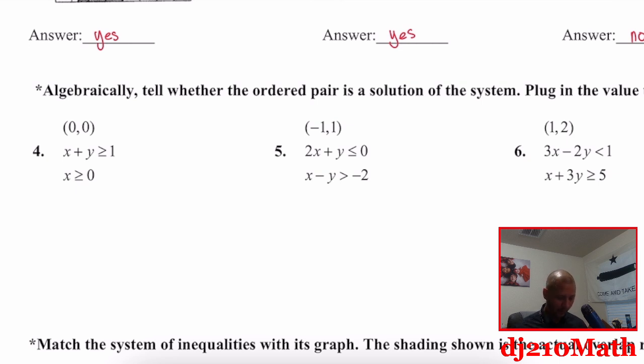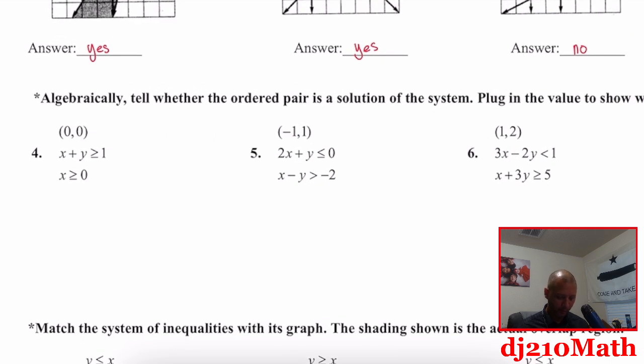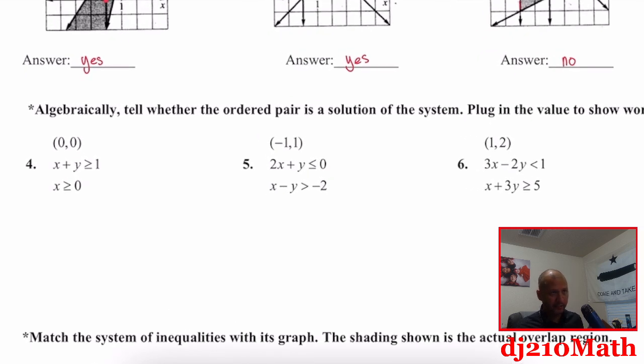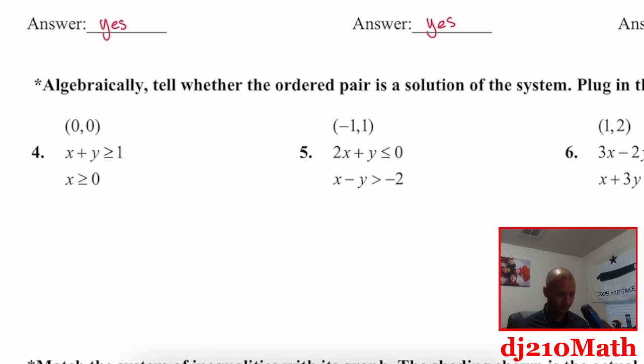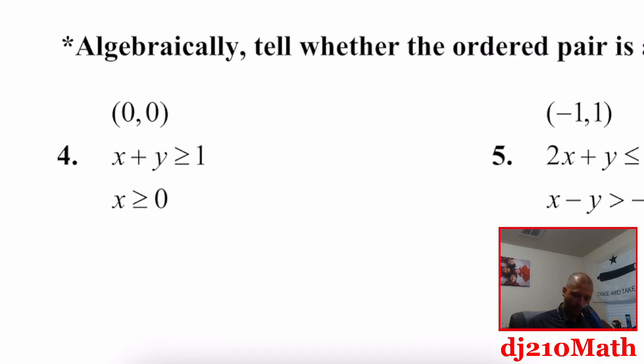So, algebraically tell whether the ordered pair is a solution. So here, we're going to plug in the value and just see if we get true statements, right? We have 2 systems and we have 1 possible solution. Remember that these solutions, there's an X and a Y. So we're just going to plug them in. And you don't have to solve for X or Y, right? It doesn't matter. A true solution is going to be true no matter how you move the variables around, right? A true solution should always be a true solution.